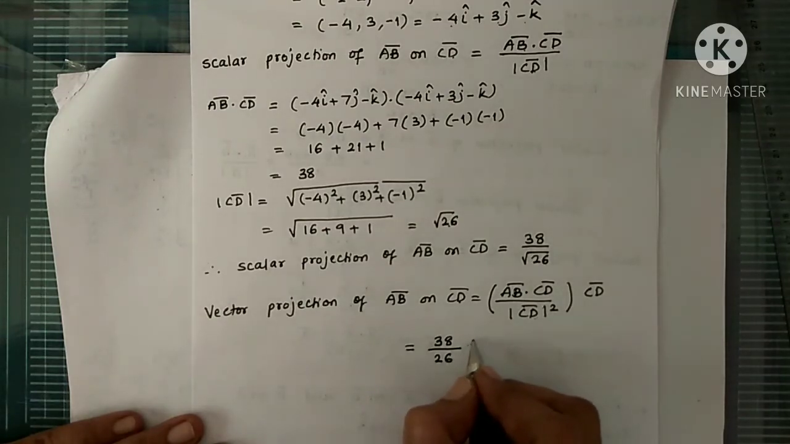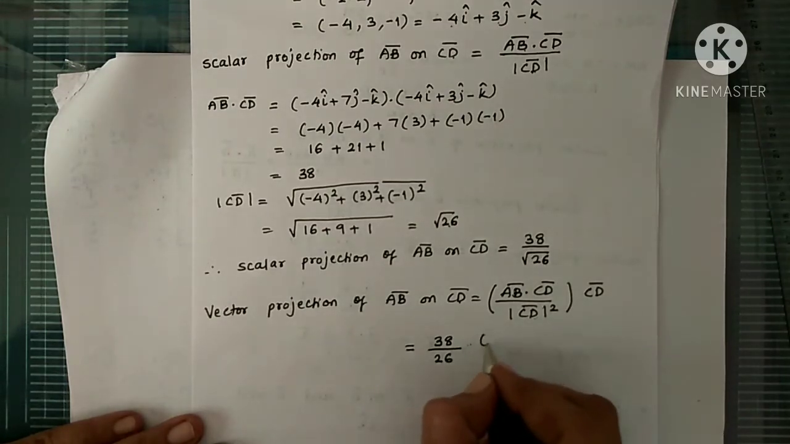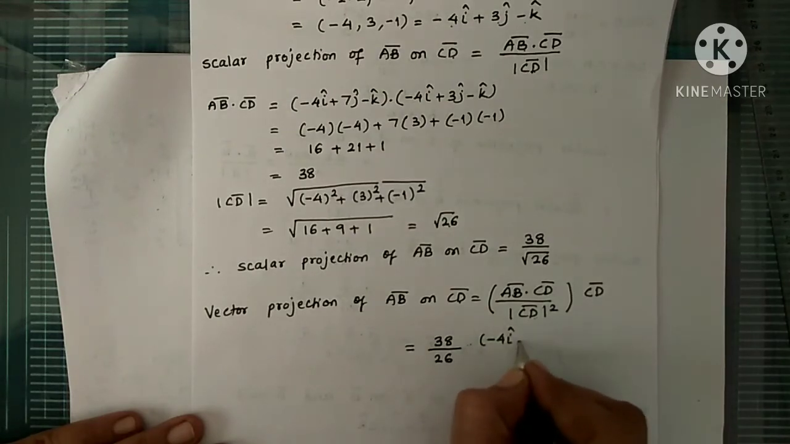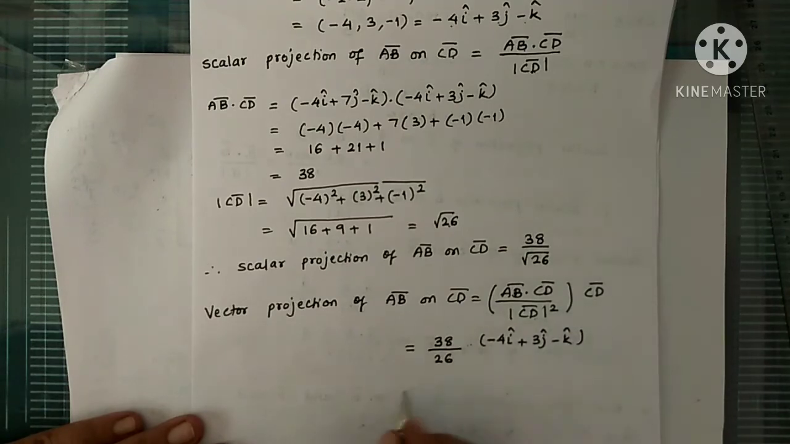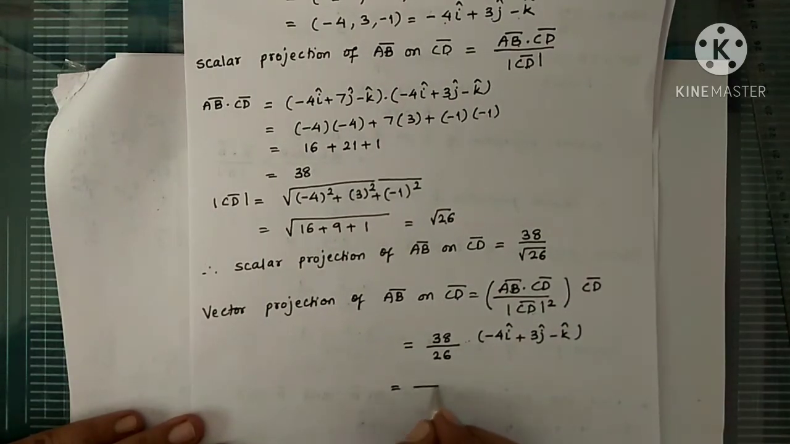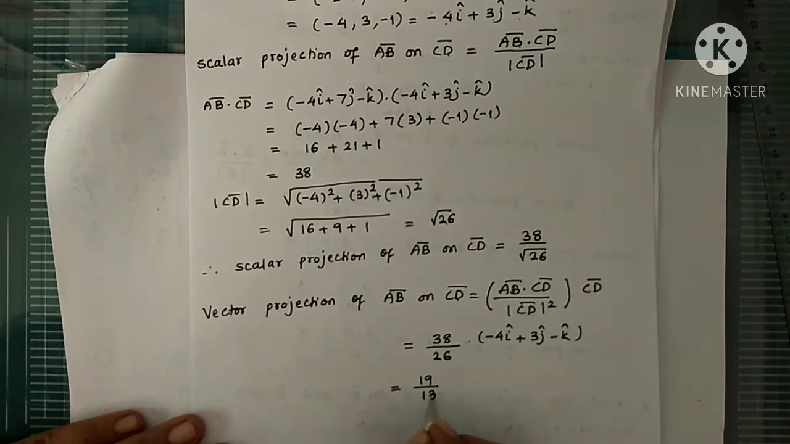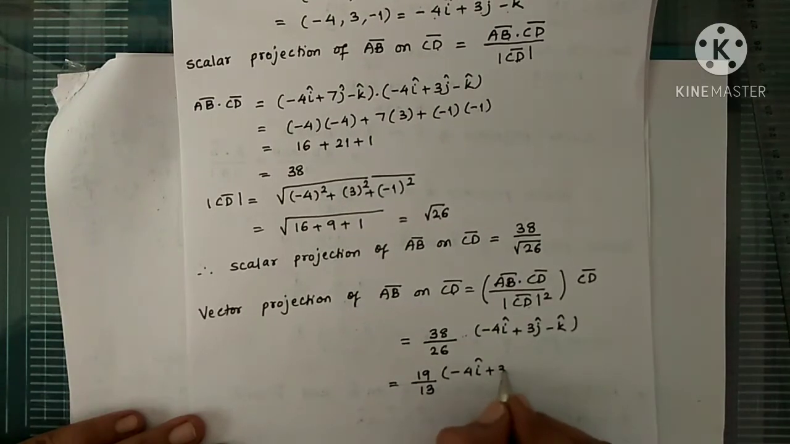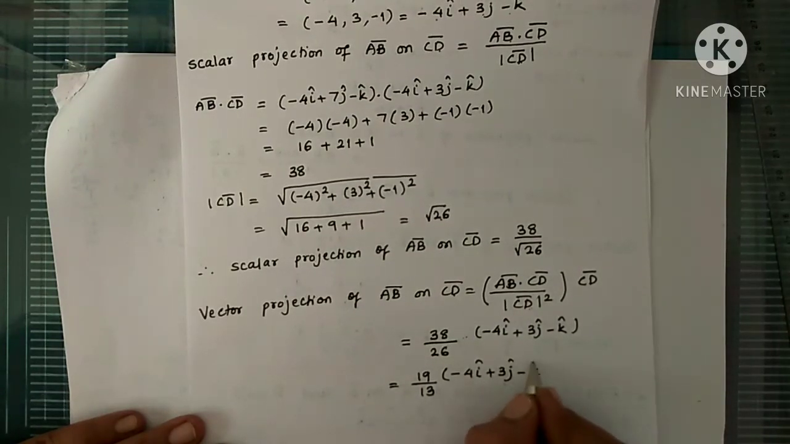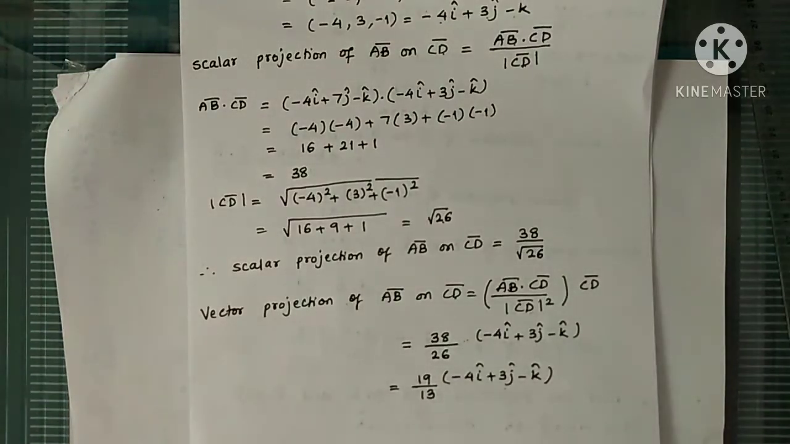And here we have CD bar, which is minus 4 i cap plus 3 j cap minus k cap. So dividing by 2 we get 19 divided by 13 into minus 4 i cap plus 3 j cap minus k cap. So this is vector projection of AB bar on CD bar. So it's really very simple, just we have to learn the formulas and we have to apply those. Okay.